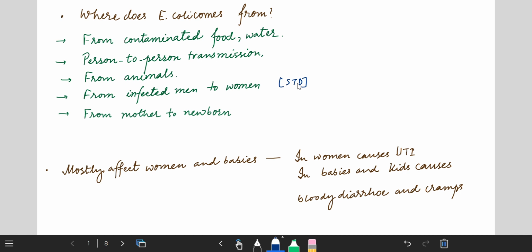Also, it affects infants, premature infants, and causes bloodstream infections or blood related infections. Among human beings, it mostly affects women and babies. In women, it causes urinary tract infection or UTI. In babies and kids, it causes bloody diarrhea and cramps. In babies and kids, these symptoms usually end after 1 week to 1 month, but sometimes it causes severe kidney and blood related infection which goes on throughout the month.